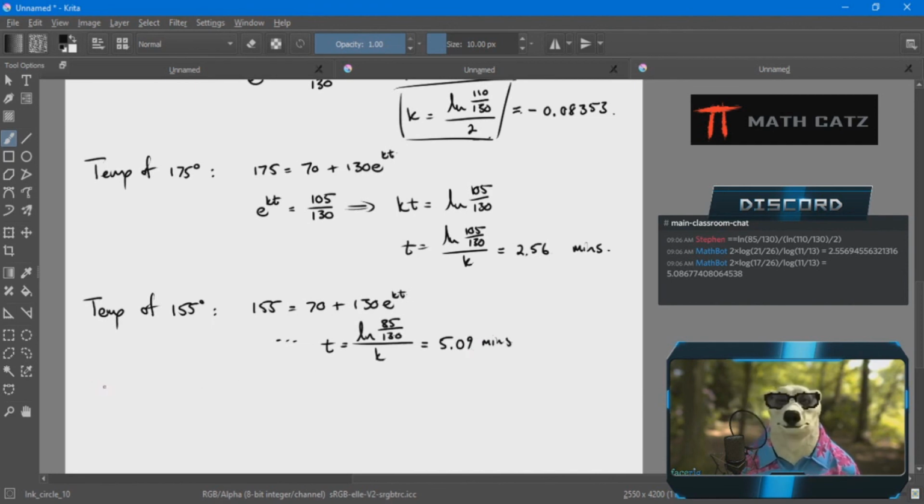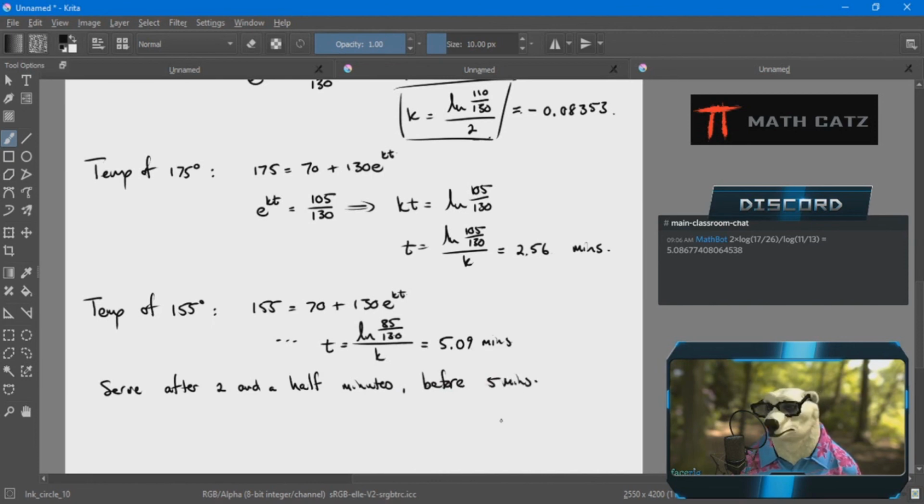So that means I can serve the coffee after approximately 2.5 minutes, but before 5 minutes after it was created. Approximately, of course. My 5's are always so weird. Whatever. So we get the idea.